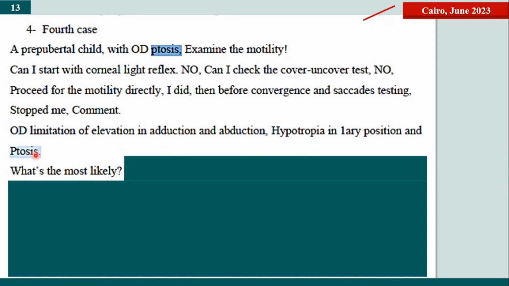Okay, we cover the other side. Since we have ptosis on the right side, you should cover the left eye. But unfortunately, the examiner didn't allow her to do any cover. So at that point, we are not sure whether it is true or pseudo. The only findings right now: we have hypotropia with defective elevation. Could be a monocular elevation defect.